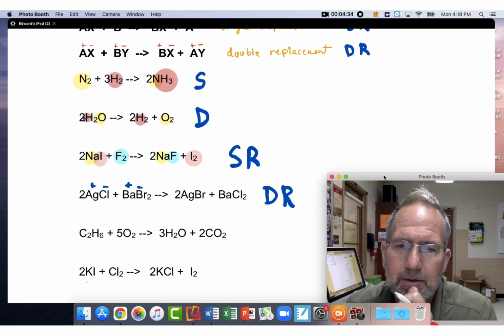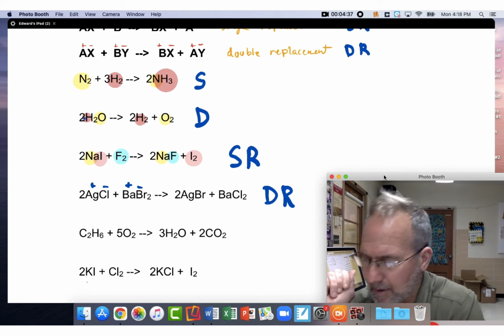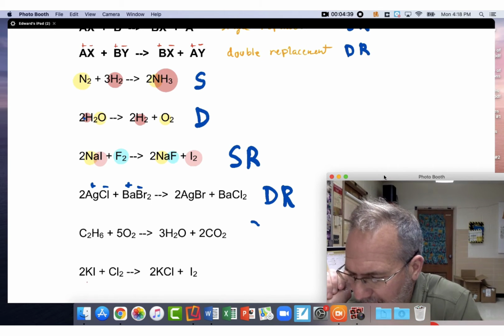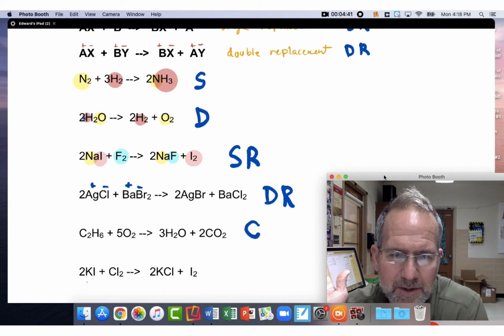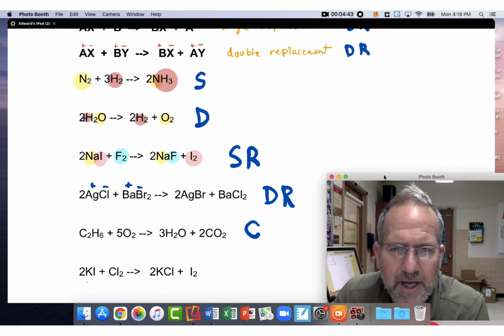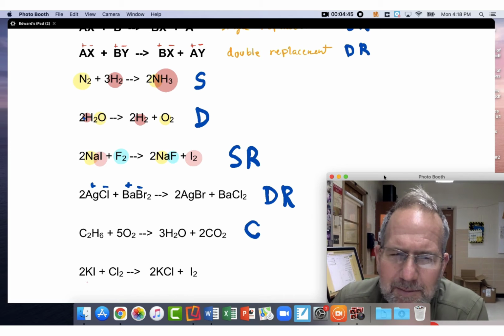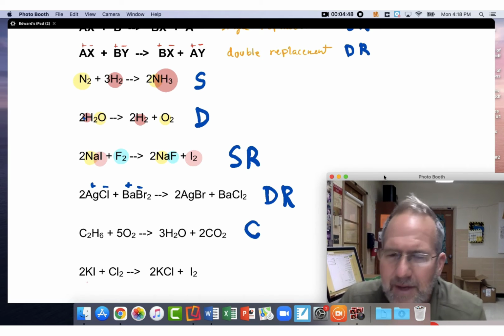Now, I did throw a trick in here. This one right here is a combustion, and I'm not going to talk about that too much. We've already done combustion reactions. And this is from an old test, this section was, and that combustion snuck its way in there. So we'll leave that as it is.